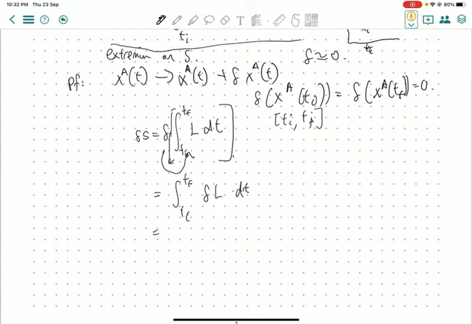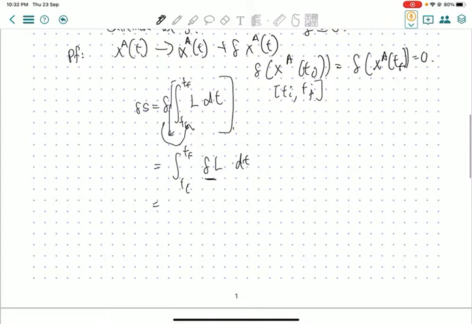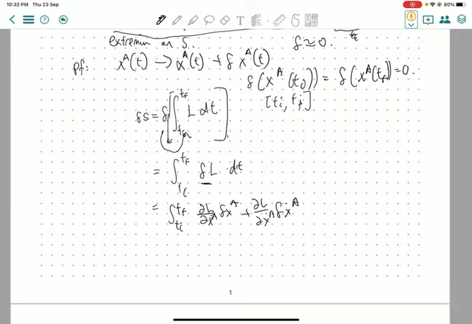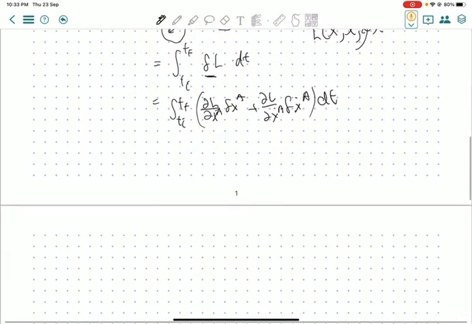So here you can use the multivariable chain rule, or you could use the total derivative in a sense. Depends on what you call it. So that's partial L, partial XA, delta XA, plus partial L, partial X dot A, and delta X dot A. Remember that the Lagrangian was dependent on this, so that makes sense. So that your total derivative, that makes sense.